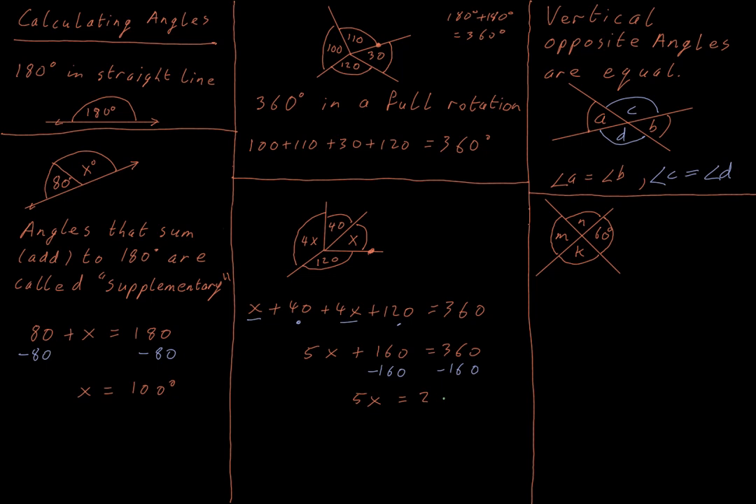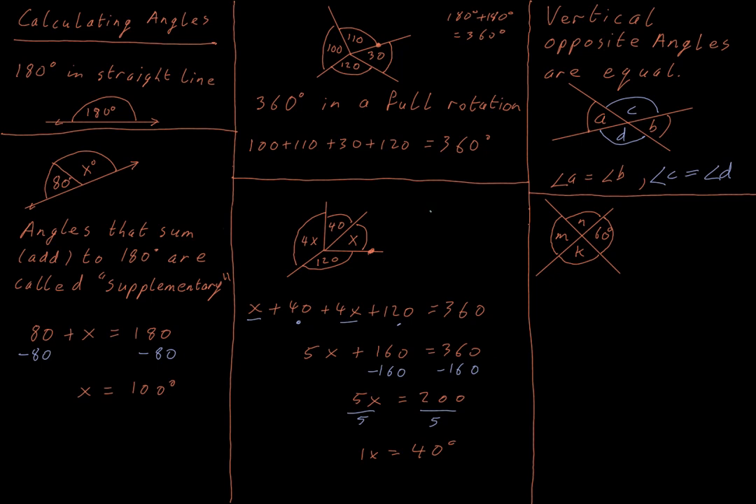And I end up with 5x is 200. So I divide both sides by 5, divide both sides by the coefficient of the x, because 5 divided by 5 is 1, and we want to know 1x is equal to 40 degrees. So our x here is equal to 40.